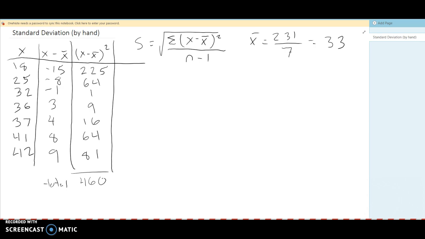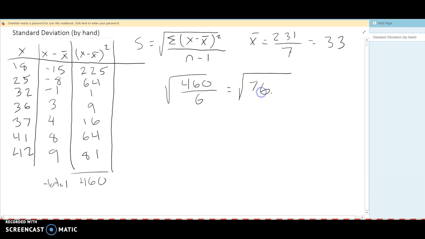So now I'm going to take that total there, the 460, and I'm going to divide by n minus 1. Remember, n is the number of data values we have. We have 7 data values, so 7 minus 1 is 6. And this is going to be approximately 460 divided by 6 is 76.6, and it's going to be repeating.